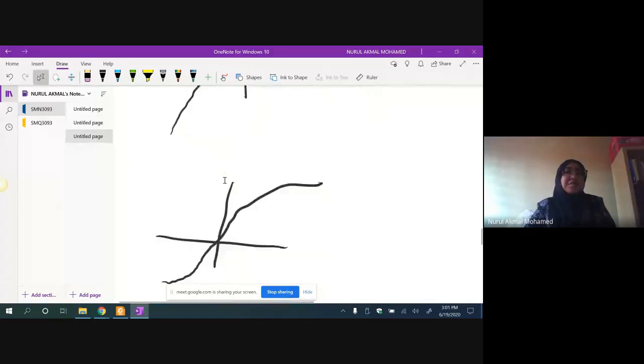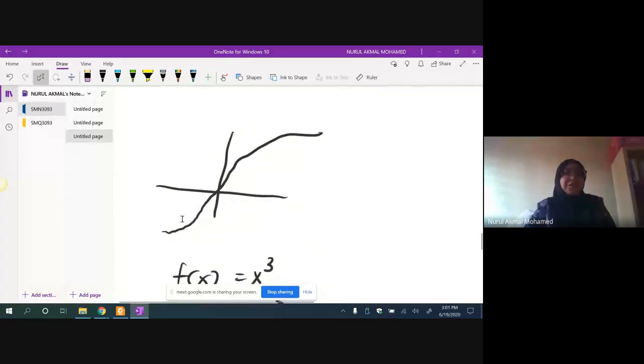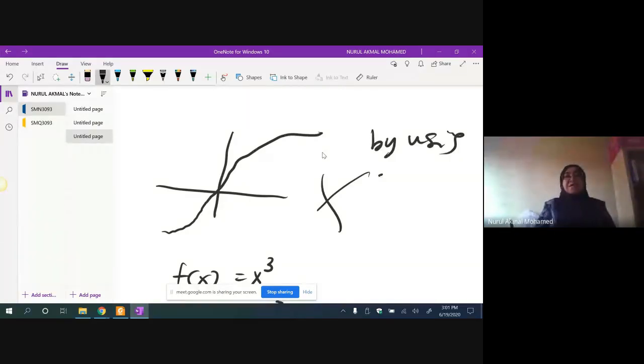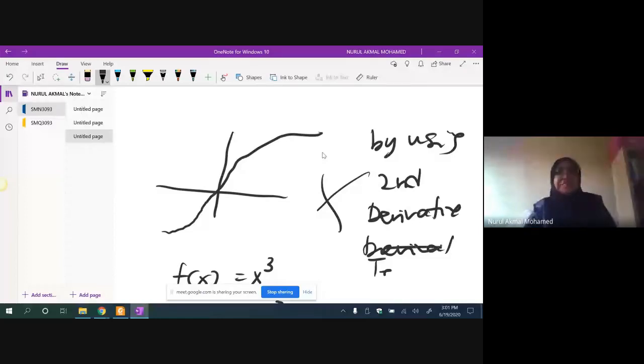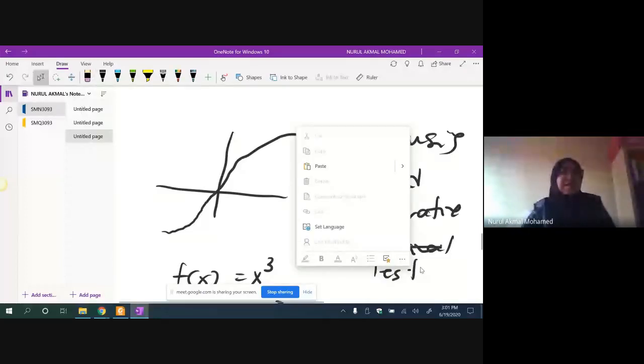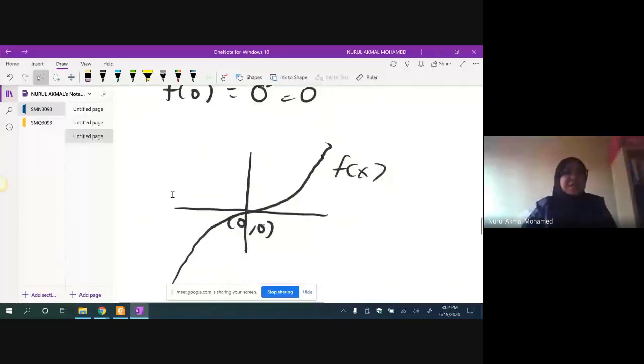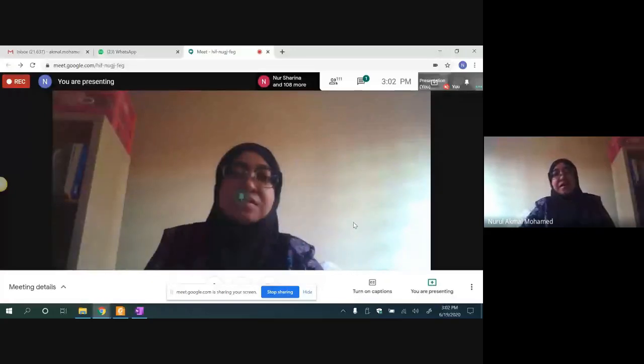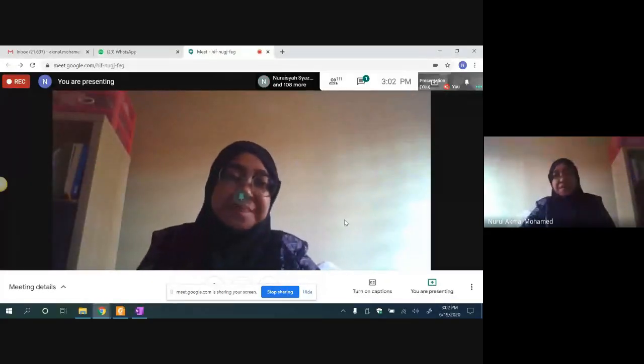And for the second graph here, it is concave upward first and then concave downward. So this one is not correct. By using the second derivative test, we can confirm that the graph is like this. Okay? So any questions? Anyone still not clear? Okay, can we continue?